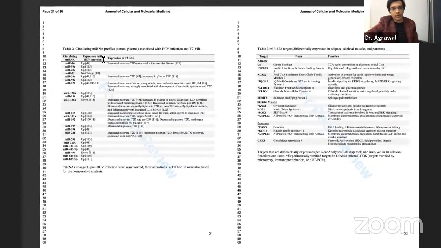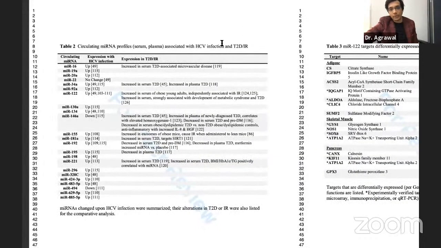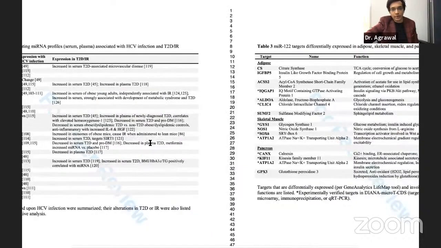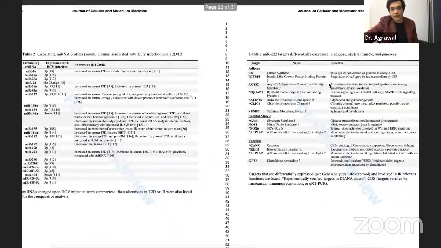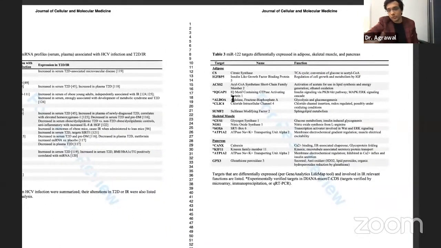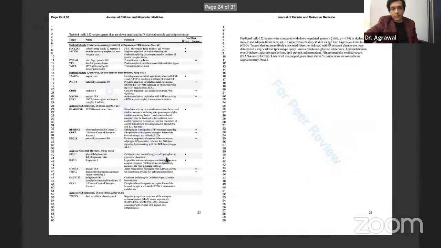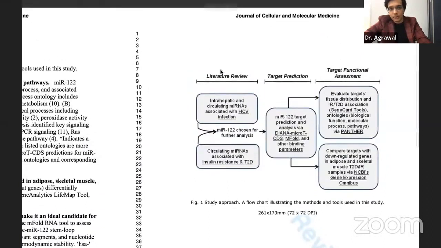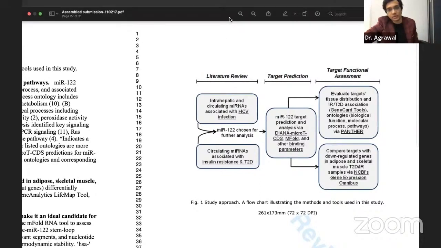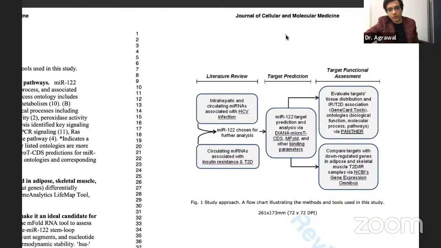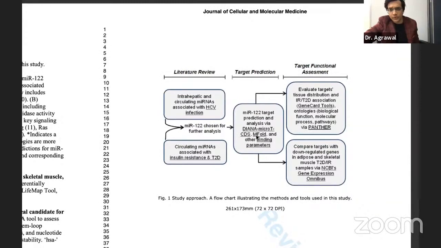And then we moved on to see which are increased in type 2 diabetes and hepatitis C infection both, and the targets of miRNA 122, which is found to be most commonly associated with HCV and type 2 diabetes. So essentially, that's what we did, and this is the basic study approach we followed: intrahepatic and circulating microRNA associated with HCV infection, and circulating microRNA associated with insulin resistance. MicroRNA 122 was chosen for further analysis because it was the strongest proponent of both of these.